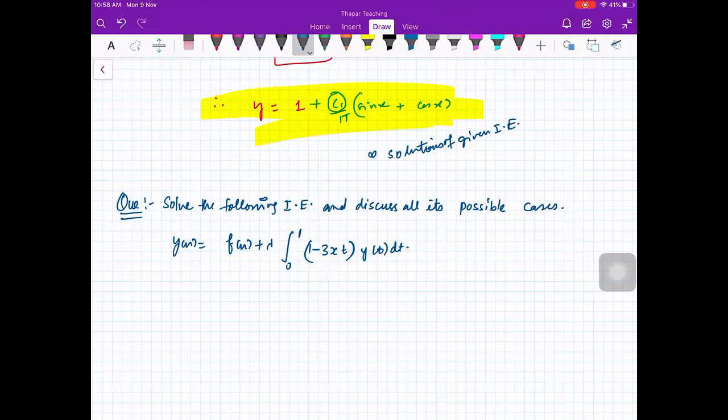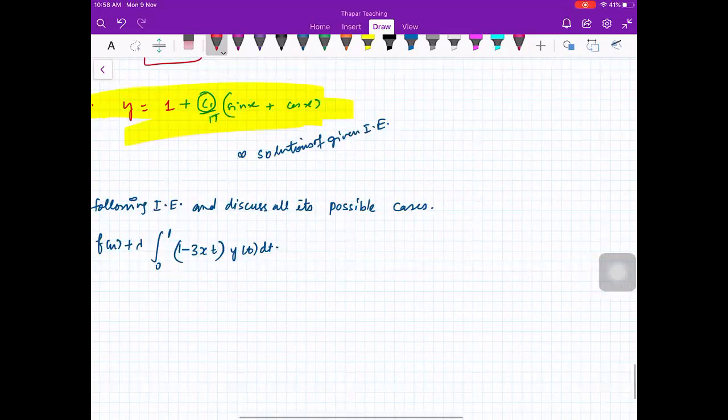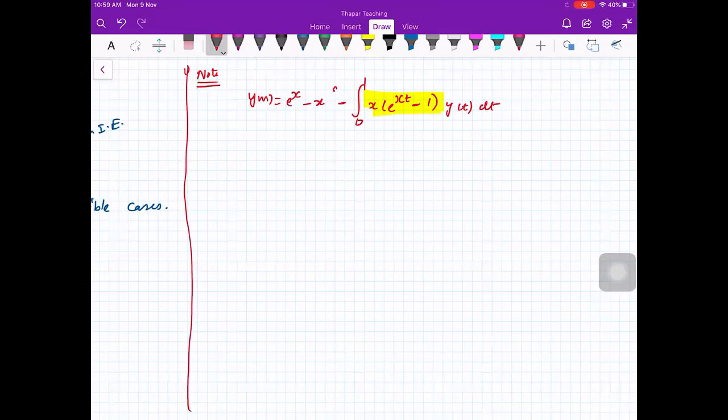And before this, I just want to make one note, because otherwise our time will run out. Note is, you see, if you have a question like this, y of x is equal to e raised power x minus integral 0 to 1 of x (e raised power xt minus 1) y of t dt. Now you tell me, is this a separable kernel or not? Tell me, beta, is this a separable kernel or not? Anybody? No, ma'am, this is not separable. This is not separable, right?